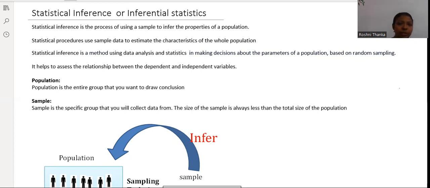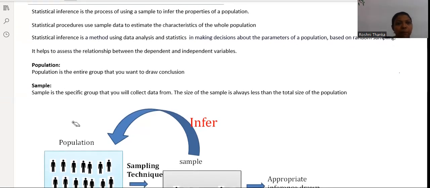What is this population? Here we are going to use two main terminologies, that is population and sample. What is population? Population means the entire group of the data, the complete data. What is sample? From the entire group of data, we choose some specific group from the full population, and to the specific group we will apply some statistical inference, and then we'll generalize it to the population.